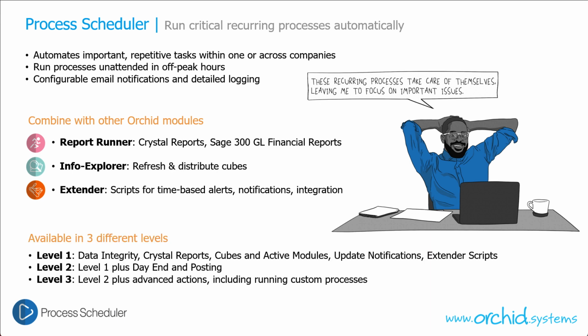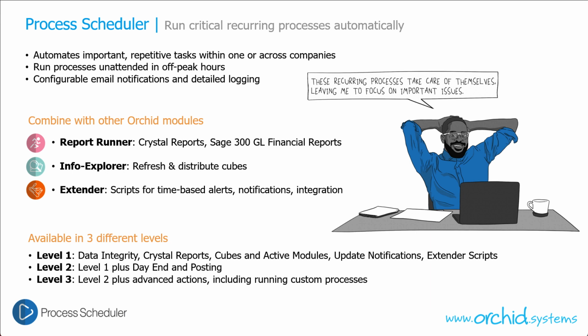Process Scheduler is available in 3 different levels. You can view more details about the different actions in the different levels on the Orchid website. We'll just note that the levels are cumulative, so if you need one of the level 3 actions, you only purchase level 3. You don't need to buy level 1 and 2 and 3.